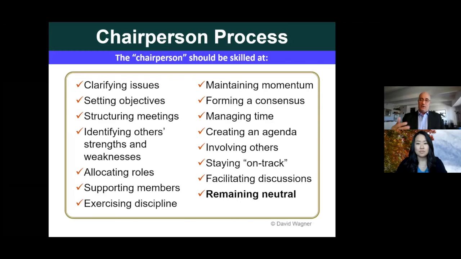And then if you need to give input as a team leader, that's fine. But there's a real difference between making a decision as a leader and making a decision as a team. That's a really good point.